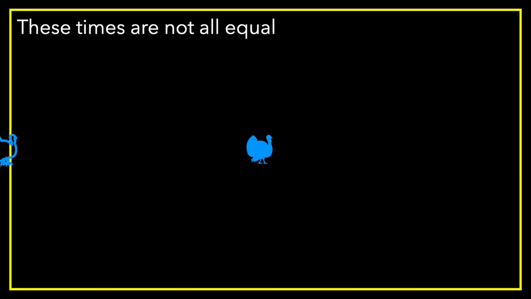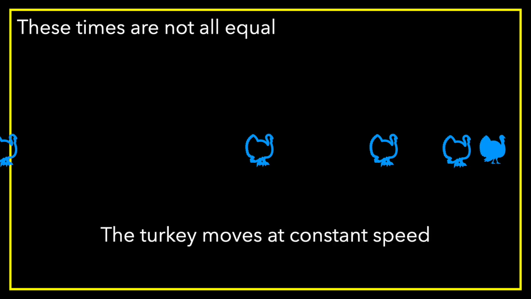So what's going on here? The problem is, in the telling of it, we go halfway, pause, then we go halfway, pause, and the times are not all equal. This time is not equal to this time, is not equal to this time, is not equal to this time. These times are not all equal because the turkey is moving at a constant speed. And actually that explains the paradox. The turkey runs right through these halfway markers throughout.